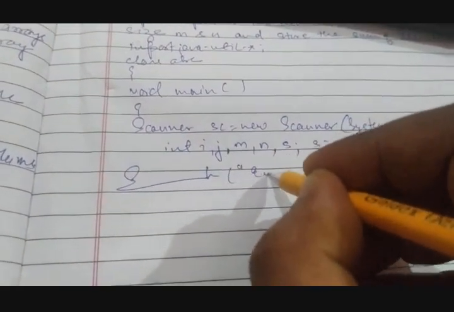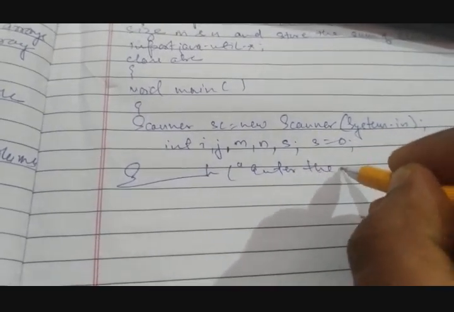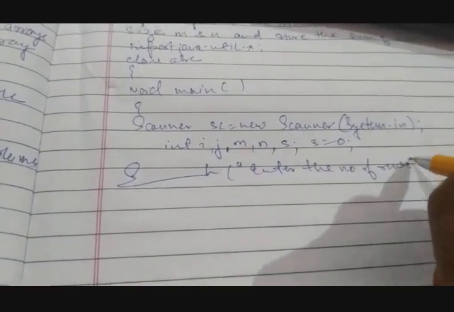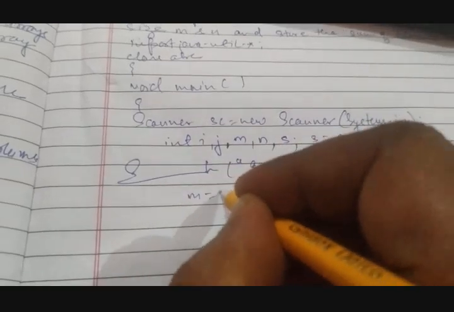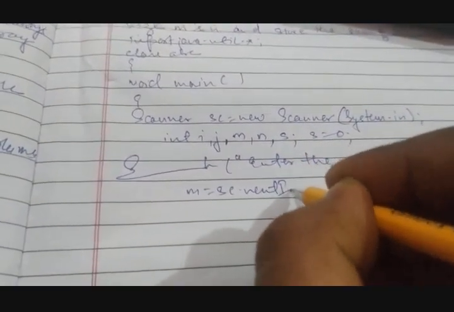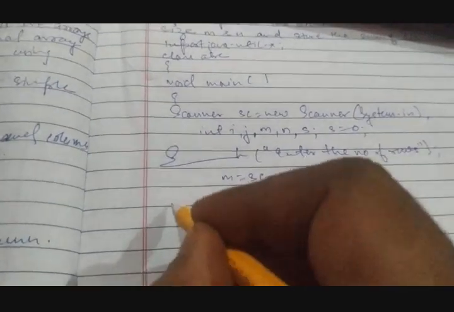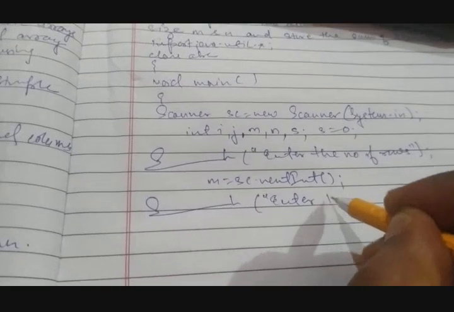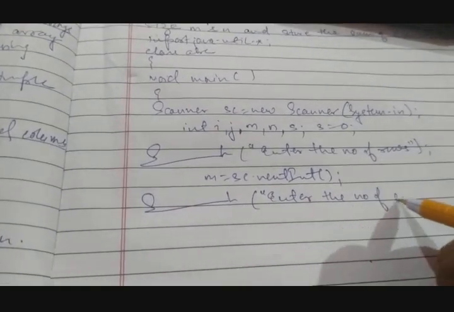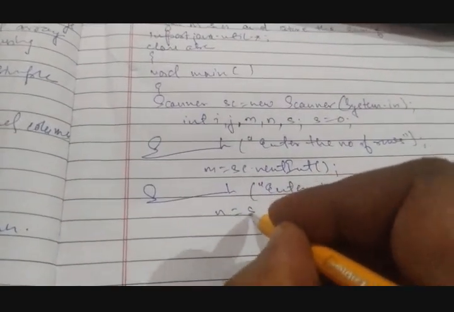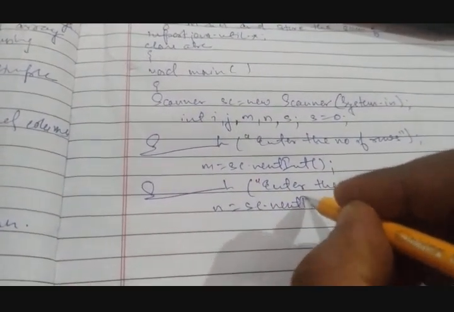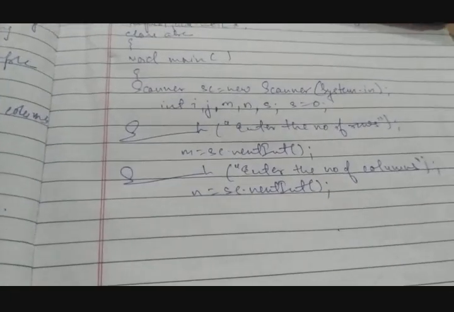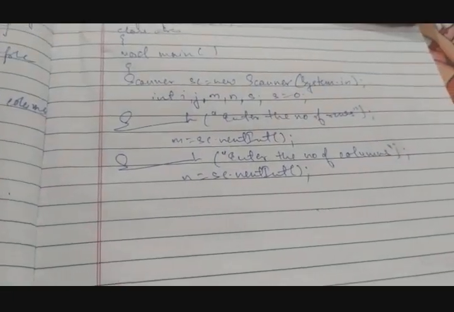So get the rows: enter the number of rows, m equals sc.nextInt(). Enter the number of columns, n equals sc.nextInt(). You got the rows and columns. Now you need to create an array.